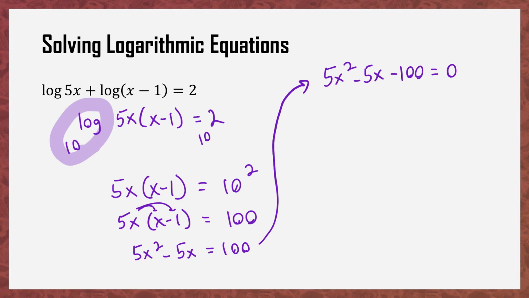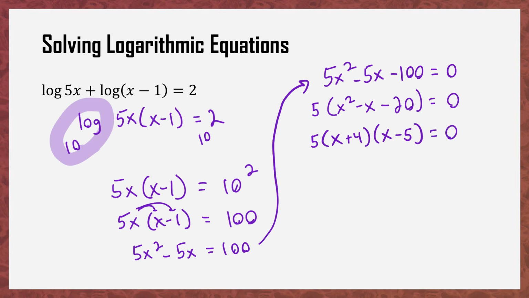Okay, factoring this. Well, I could factor a 5 out right from the beginning. Let's do that. x squared minus x minus 20 equals 0. Okay, now I don't have a leading coefficient. Everything just got easier. I'm definitely going to factor this one. So the factors of 20 that add up to -1, or the factors of -20 that add up to -1, are -5 and +4. So 5 times (x plus 4)(x minus 5) equals 0.